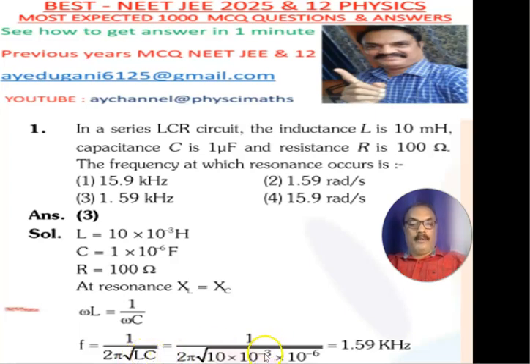So just substituting the values: 1 divided by 2 pi, pi is 3.14, and L is given here as 10 milli, 10 into 10 to the power of minus 3, as I told you earlier, and capacitance is given as 1 microfarad, that is 10 to the power of minus 6. When you calculate, you will get 1.59. So the answer is 1.59. It's option 3, 1.59 kilohertz. It is a frequency. Don't confuse between options 2 and 3. Option 2 will be given in radians per second, but we calculated in kilohertz. So 1.59 is the correct answer.